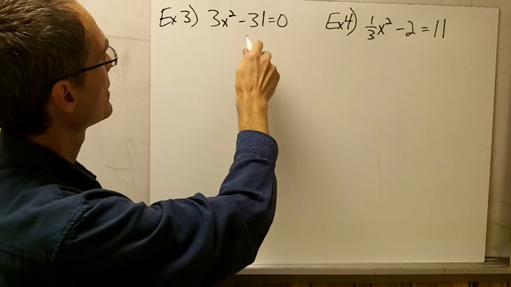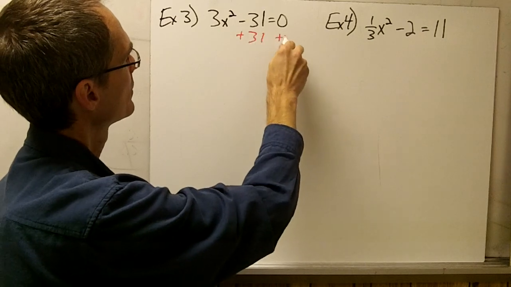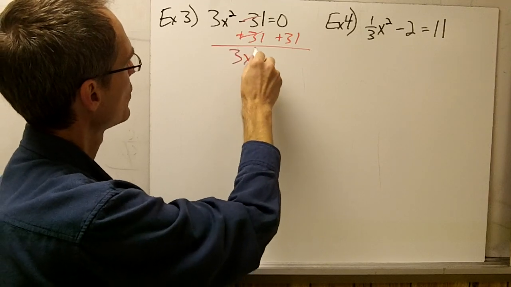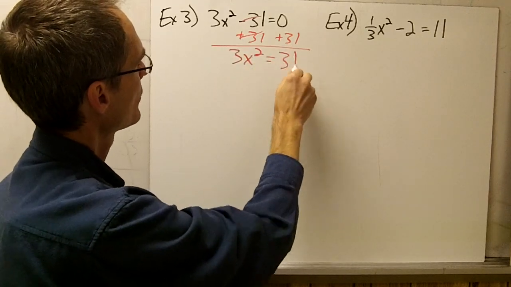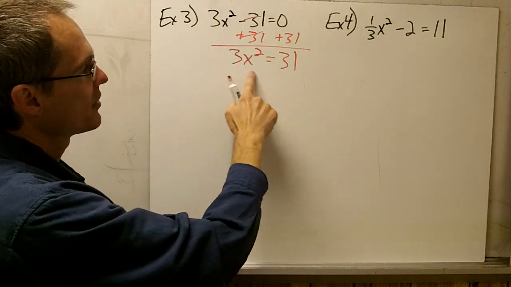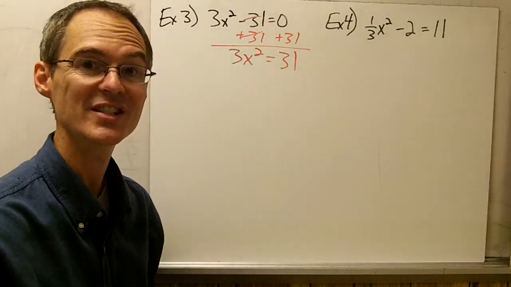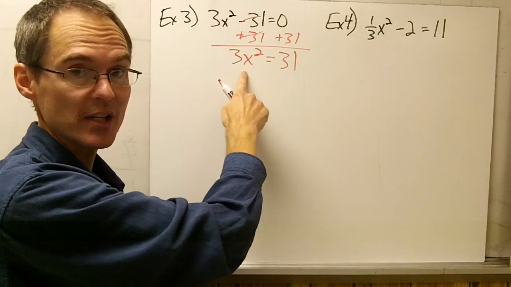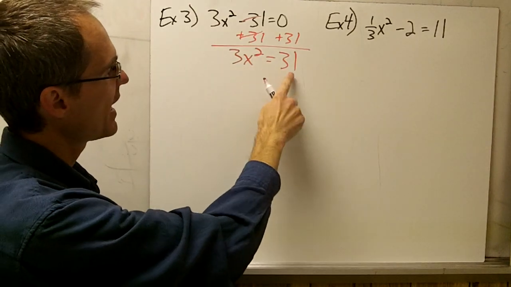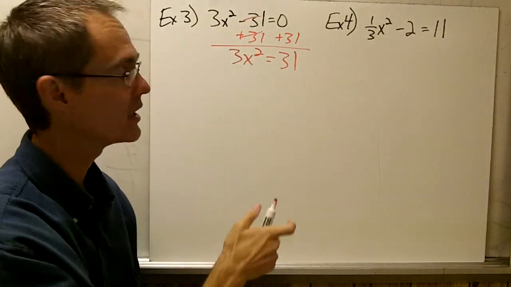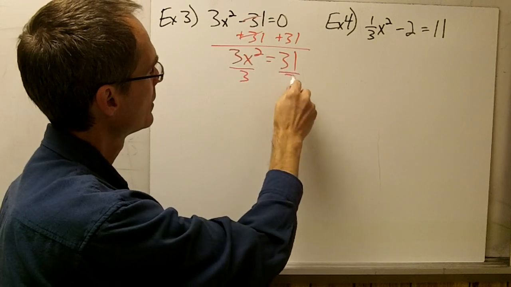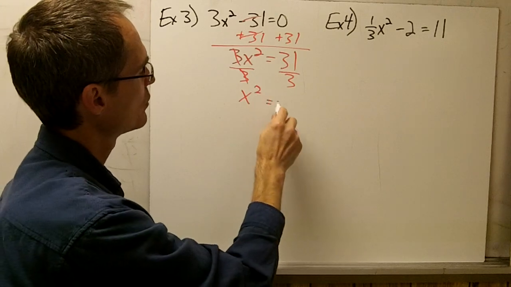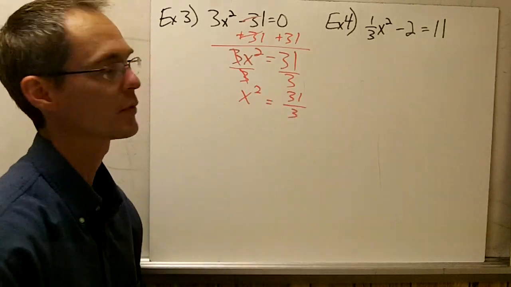So let's see. If I add 31 to both sides here, my 31s go away here, and I've got 3x squared equals 31. All right, now notice I'm not ready to take the square root of both sides yet because I don't have just x squared on this side of the equation. I want to get just x squared. Well, that's not hard to do. If I just divide both sides of my equation by 3, then that will get rid of the 3 on this side of the equation. So my 3's cancel out, and now I have x squared equals 31 divided by 3.